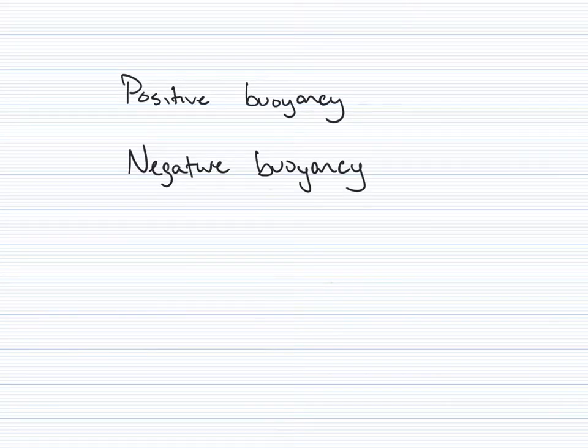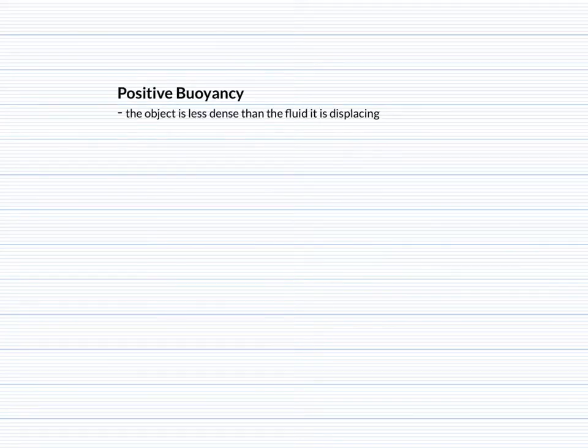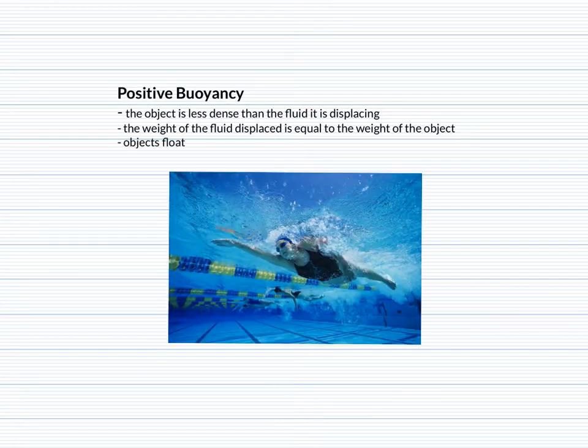Before we dive into the complexity of buoyancy, let's talk about the three types of buoyancy. There's positive buoyancy, negative buoyancy, and neutral buoyancy. With positive buoyancy, the object is less dense than the fluid it's displacing. The weight of the fluid displaced is actually equal to the weight of the object, which makes the object float. If you think about when you're swimming in a pool, you float, and that's because the buoyant force coming from the water that you're in is a lot stronger than the pressure applied by your body weight.